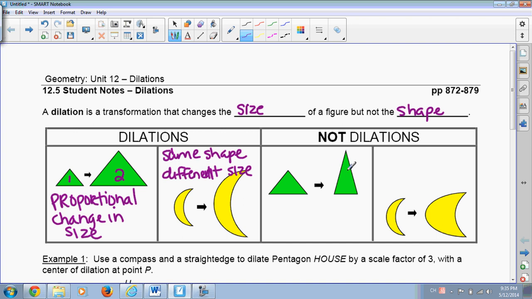Okay, these two examples right here are examples of non-dilations. These are not dilations. The reason this one is not a dilation, or actually both of them, is because the shape changes. Even though they're both still triangles, they're not the same kind of triangle. So you can't have shape changes, and they're not proportional.